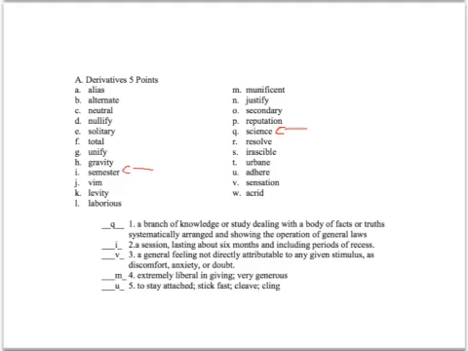A general feeling not directly attributed to any given stimulus, such as discomfort, anxiety, or doubt, that'd be a sensation, from sentio. Extremely liberal in giving, very generous. This is a weird one. This is munificent, and that's a good word to use, from munio, to build. And to stay attached, stick, cling, that would be to adhere, from haereo.